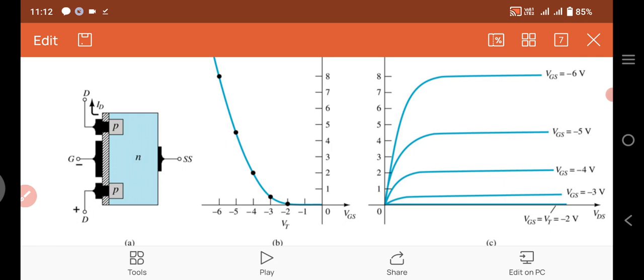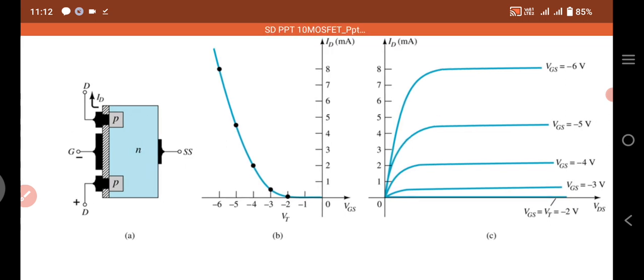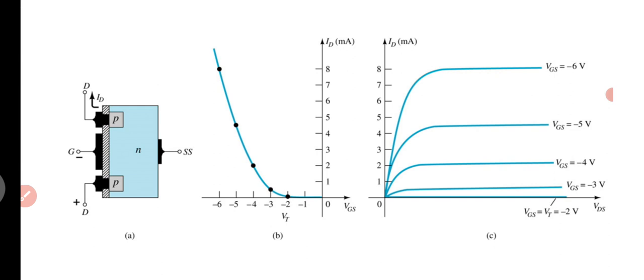The gate terminal is provided over the silicon dioxide layer on the substrate. Upon the silicon dioxide layer, you can provide the metal contacts. These metal contacts will be the gate terminal. Then the heavily doped P regions will be the drain and source. The additional terminal will be the substrate.